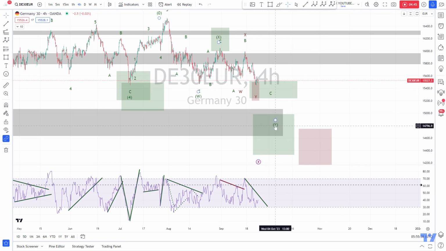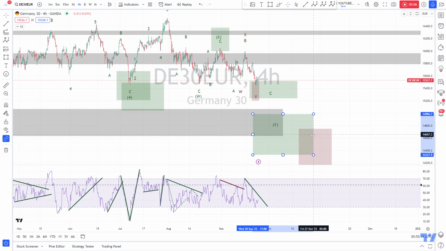So if this correction is not over yet and we are moving in 3, what could happen is that this is a larger WXY structure. So then we would have 1, 2, 3, wave W, then a wave X now, 1, 2, 3, and then again 1, 2, 3 down, and that would be a path where we can reach this wave Y area.